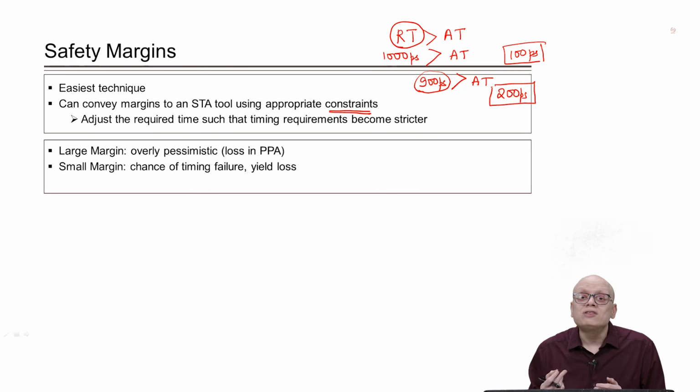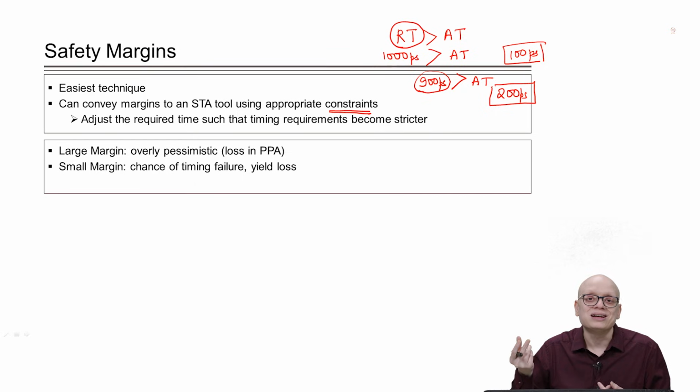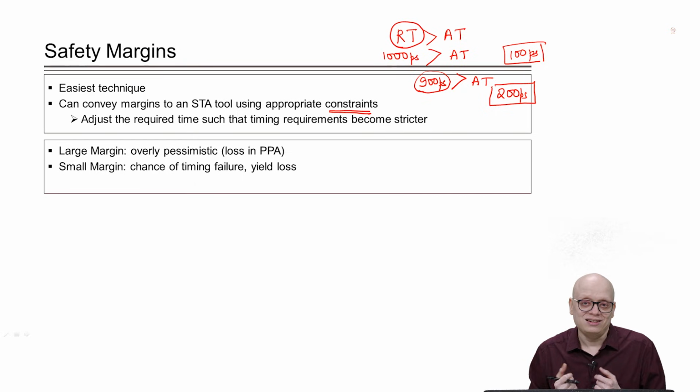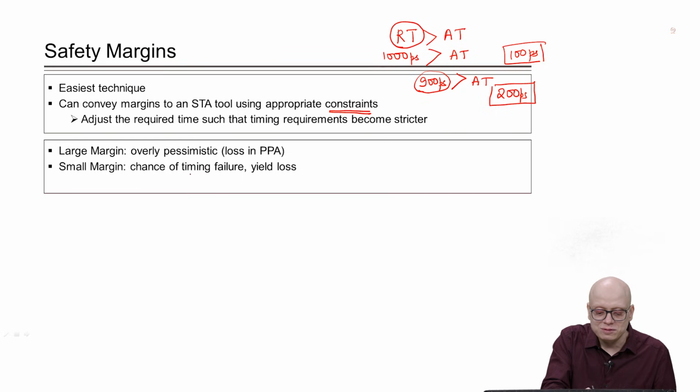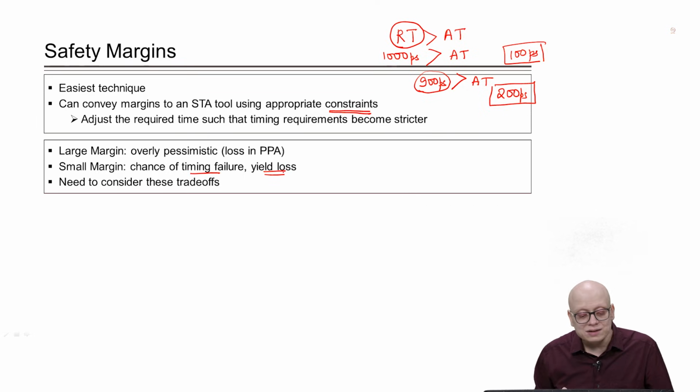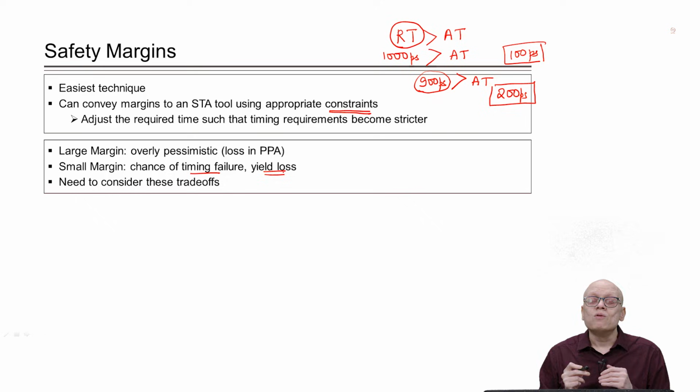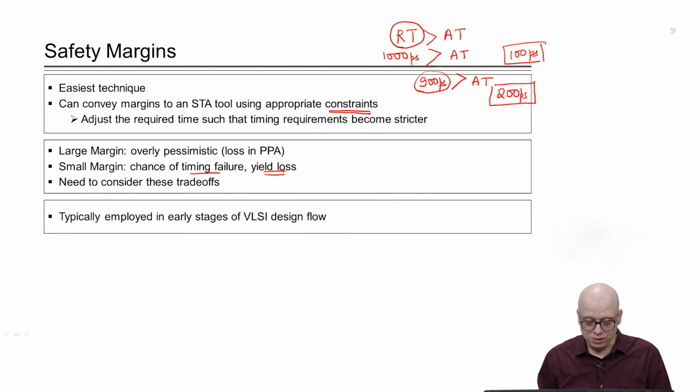The problem with a small margin is that if, instead of 100 picosecond, we add a margin of, say, 10 picosecond, then the area penalty will not be there in our design. But if the delay variation was more than 10 picosecond, say 20 picosecond, then the circuit will fail, and therefore there will be chances of timing failure and yield loss. So, as a designer, we need to consider these two trade-offs while defining the margin in our circuit.